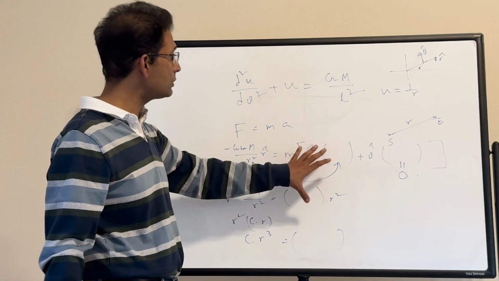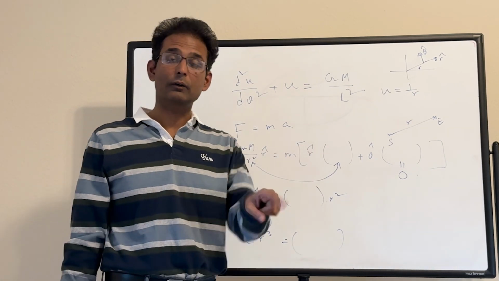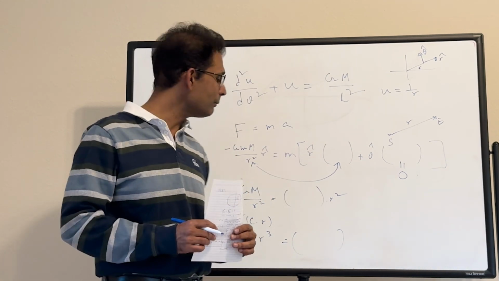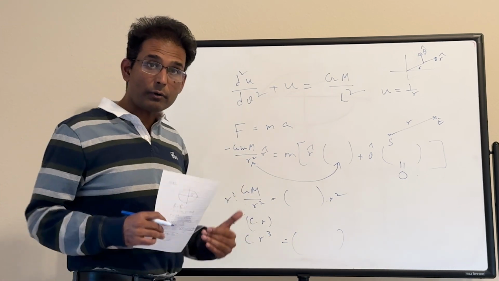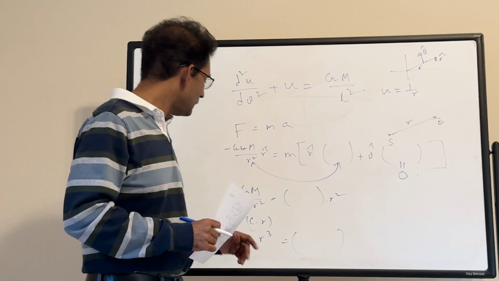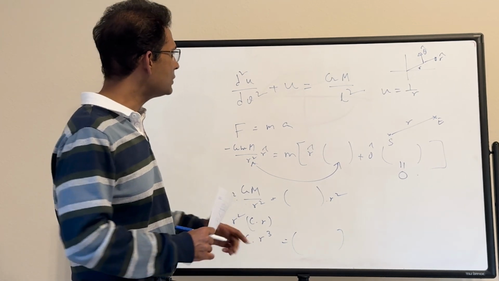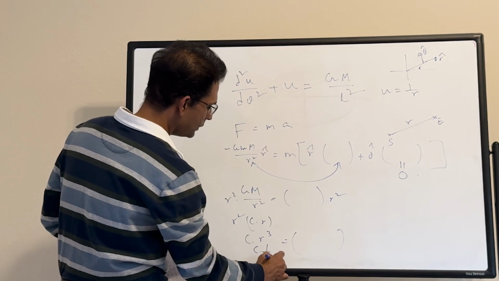Would have remained just what we had in the previous video in case of a planet moving in an elliptical orbit with the sun at the focus. So the right side doesn't change. But the left side for our problem today, when the sun is at the center of the ellipse, you have this, c times r cubed, which is like c times 1 over u cubed.